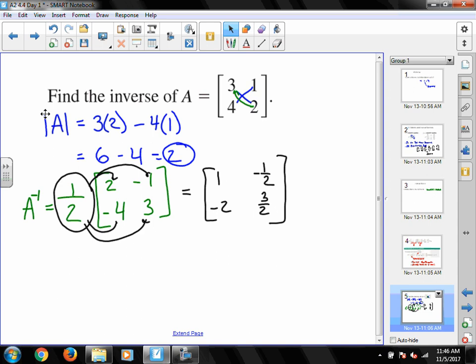So again, don't forget to find that determinant of A. I know it's easy to forget. Most people remember to flip your main diagonal and change your signs, but it's that determinant that really trips people up. So hopefully this makes sense to you.